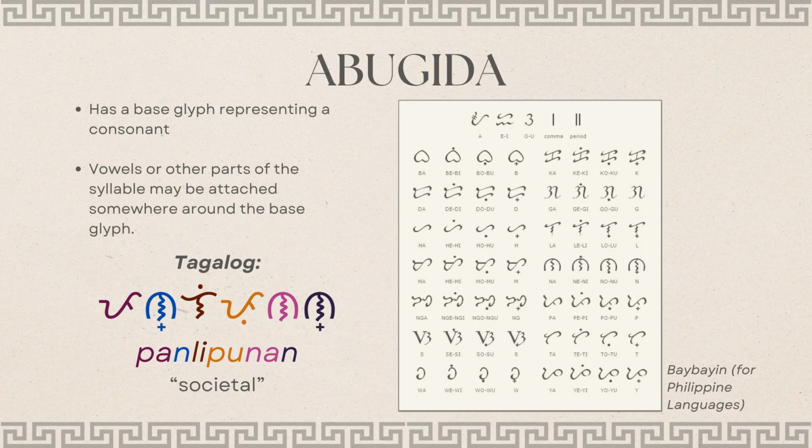If you just want to keep the consonant, maybe you're using it as a coda, if you want to change ba to b, you just add a cross below the glyph or the grapheme. So take this Tagalog word panlipunan, which means societal. Each onset and nucleus combination is represented by its own glyph, pa, li, pu, na.